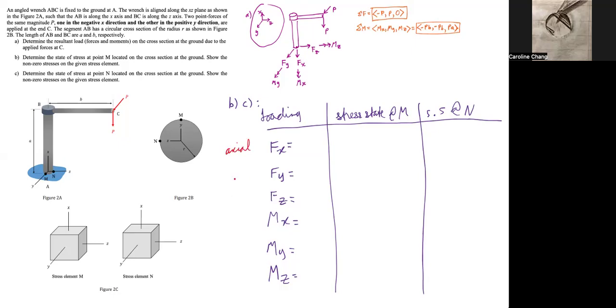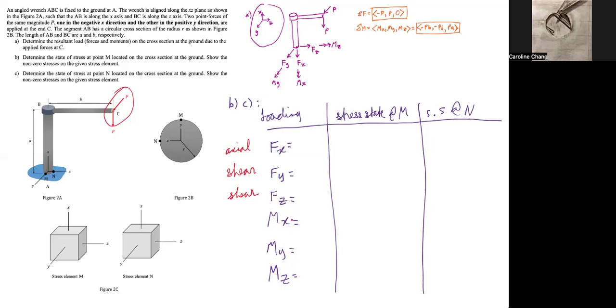And what about F of y? Well, F of y is acting parallel to the plane, to the x-plane along this direction. So it's going to cause a shear force since it's acting along the plane. What about F of z? Well, there's no F of z in this diagram, but if there was an F of z, what would it cause? It would cause only a shear force.